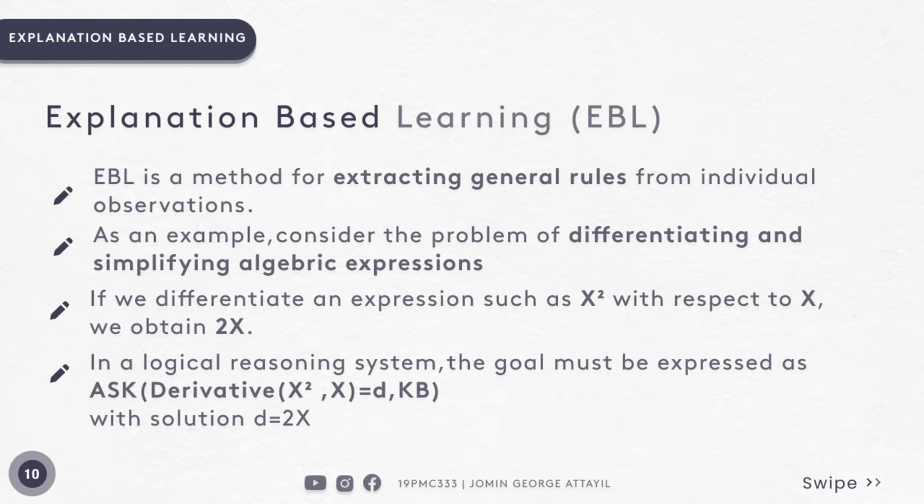In a logical reasoning system, the goal must be expressed as follows. Ask. Ask is a method. Ask of derivative of x square x, which is equal to d. D is nothing but differentiation with respect to KB. KB is knowledge base. And the solution of d is 2x, because we already know the differentiation value of x square is 2x.